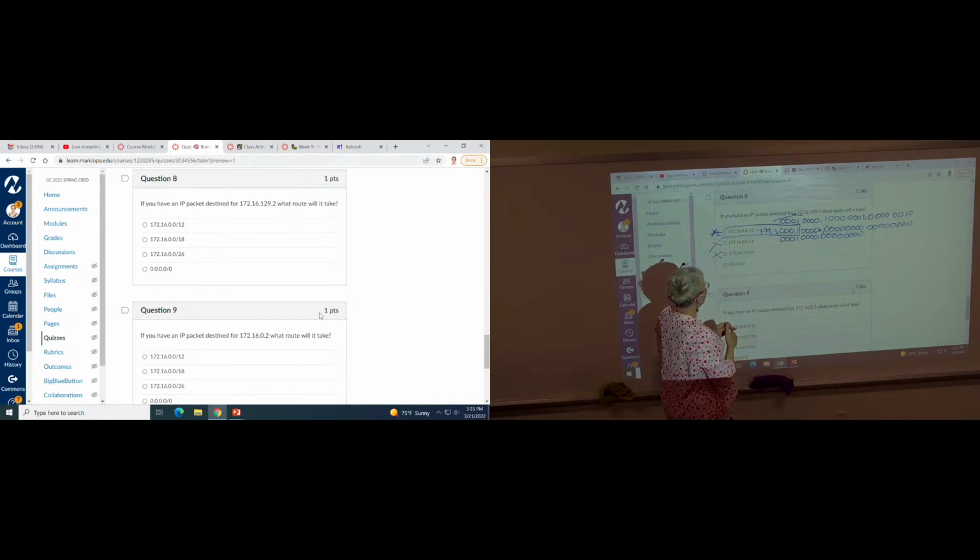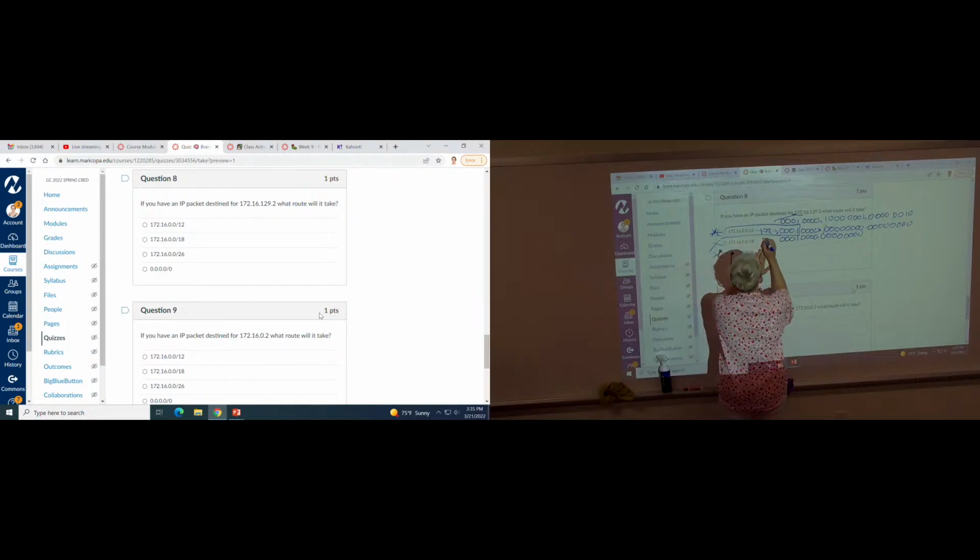Now what I need to do is see if there's one that has even more bits that will match the route. Okay, so again, I can see that the 172 matches. And it tells me I'm going to be looking at 18 bits. So here's 8 plus another 8, that's 16, 17, 18.